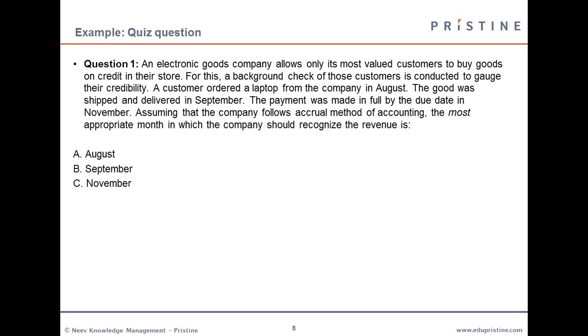So let's look at an example to make you understand better. Here the situation is basically there's a company which allows some customers to buy on credit. There's an electronic goods company, and to buy on credit, what they do is first they do a background check to gauge the credibility. Here's a situation where a customer ordered a laptop in August, and then the goods are shipped and delivered in September, and the payment was made in November. So here the important thing is when to recognize the revenue.